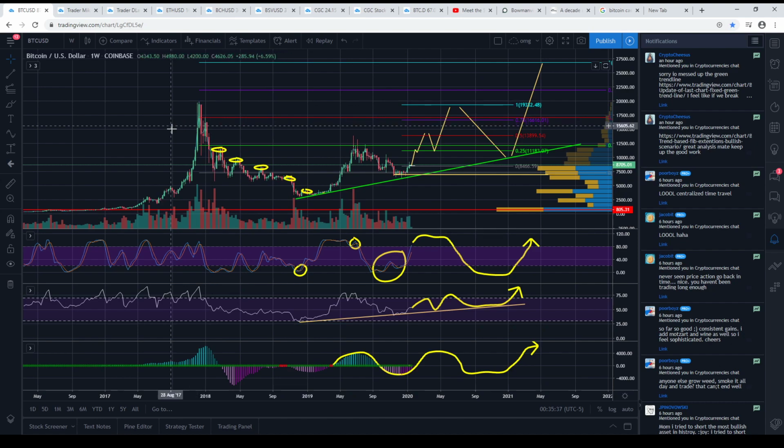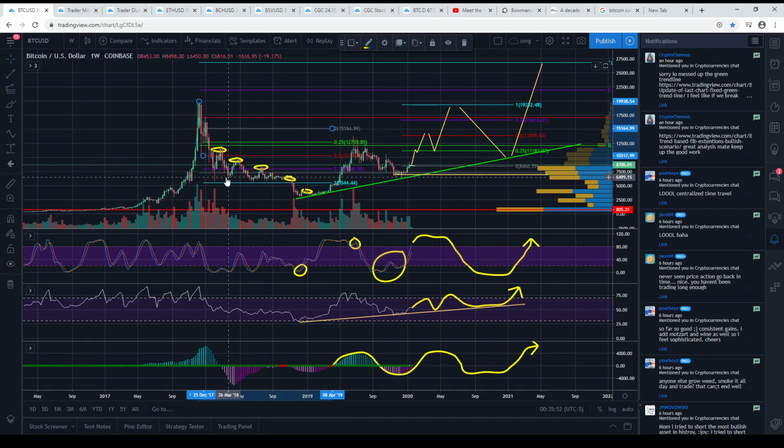It looks accurate. And to show this tool works, I'm going to draw this for you as well. It's based on impulse waves. So from there to there, that's the first impulse wave after the drop from 20K, and it accurately showed the bottoming price of Bitcoin.